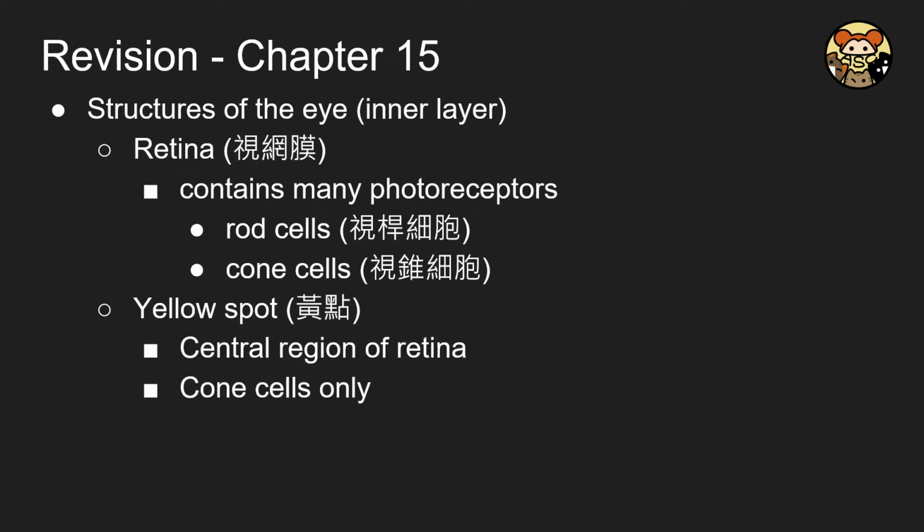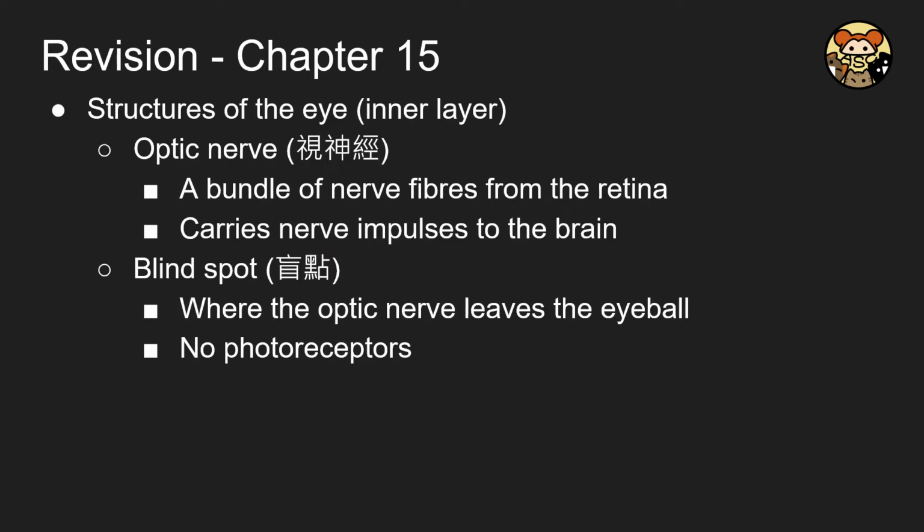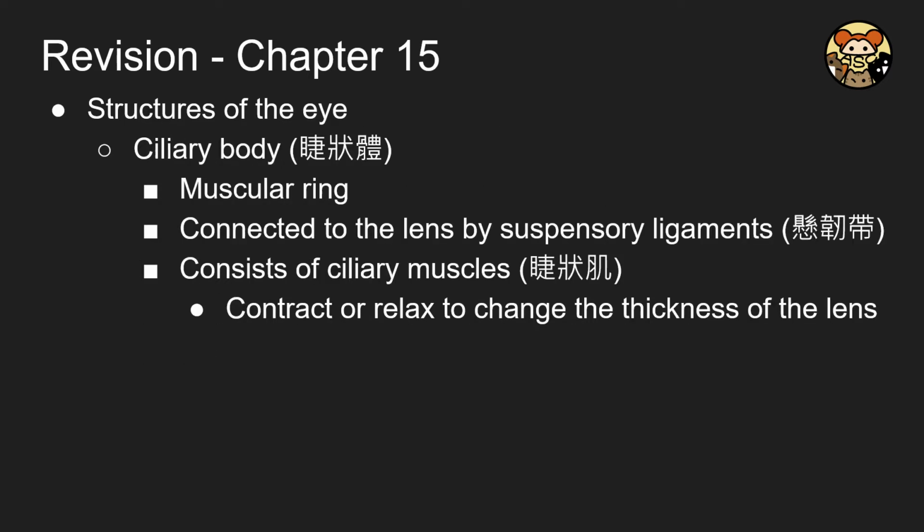And the retina contains two types of photoreceptor. They are called the rod cell and cone cell. The yellow spot is concentrated with cone cells. And there is a place of attachment of your optic nerve. That place is also known as the blind spot because the optic nerve is attached there. That's why no photoreceptor is on that spot.